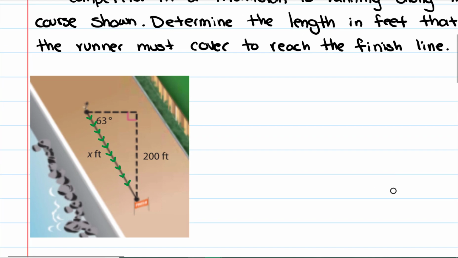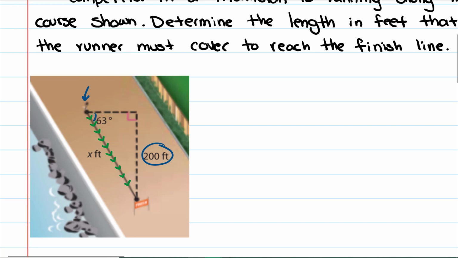So here's our picture. And we got a little runner dude right here. And he's going to follow these green arrows down that track. And so we know that if you were to make a triangle, we know this distance here is 200 feet. And we know the angle this makes is 63 degrees. So we want to know how long or how far he actually ran.